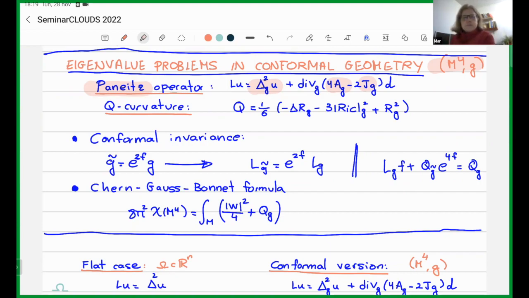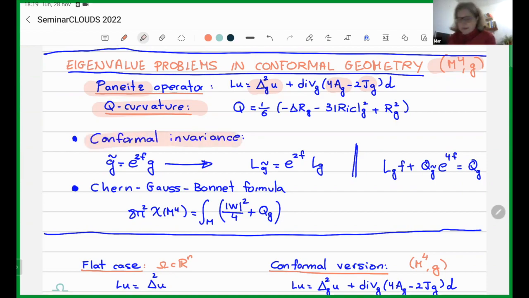Now associated to the Paneitz operator there is a Q curvature, because to all these types of operators that are conformally covariant or conformally invariant, I will explain in a moment what this means, there is an associated curvature. For instance, if you are working with the fractional Laplacian, then there is also an associated fractional curvature. But let me stick to the Paneitz operator, the fourth order Paneitz operator.